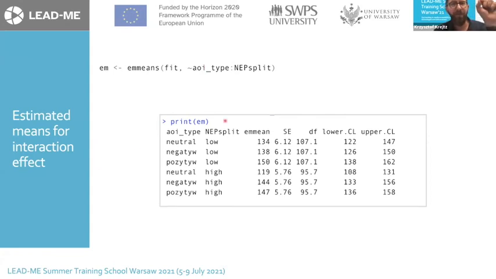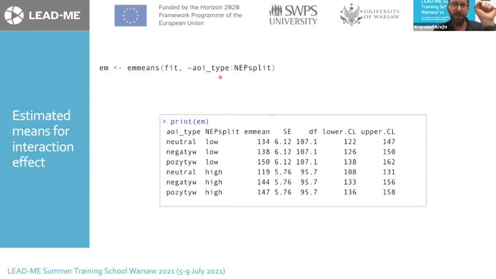If I want to have the table of estimated means for the interaction effect, I'm going to use the same structure. I'm going to create an object em, use the function emmeans, give the results of ANOVA, and after the tilde, I give the interaction AOI type, and there is a colon, NEP split. So I want to estimate means for this interaction.